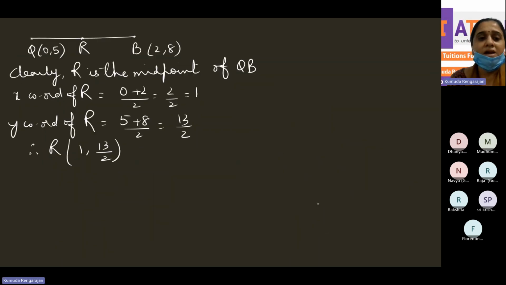In the same way, R is the midpoint of QB. So since R is the midpoint of QB, the coordinates of Q will be x1, y1. The coordinates of B will be x2, y2. And the x coordinate of R is x1 plus x2 by 2. And the y coordinate of R is y1 plus y2 by 2. Correct?